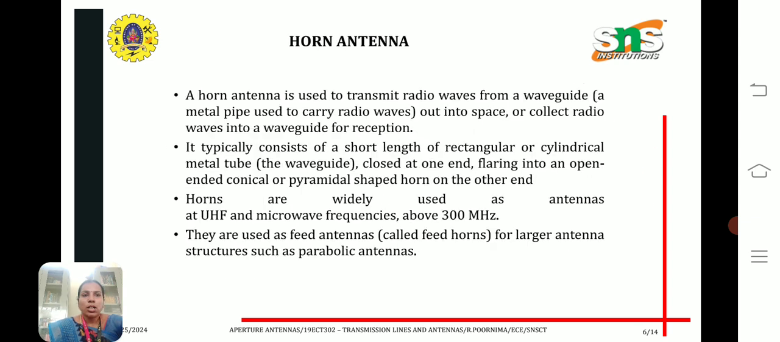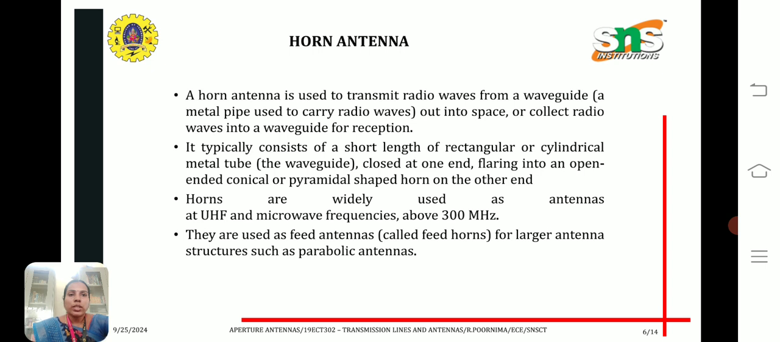Next, the horn antenna is used to transmit the radio waves from a waveguide or metal pipe used to carry the radio waves into space, or to collect the radio waves into the waveguide for reception. It typically consists of a short length of rectangular or cylindrical metal tube closed at one end, flaring into an open-ended conical or pyramidal shaped horn on the other end.